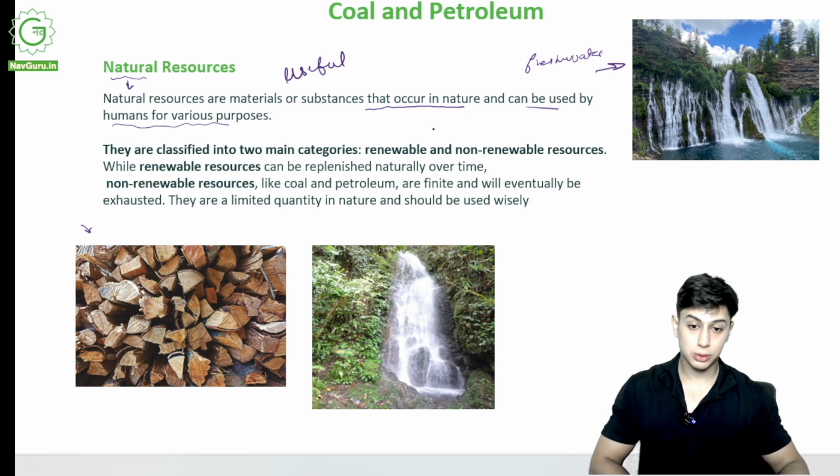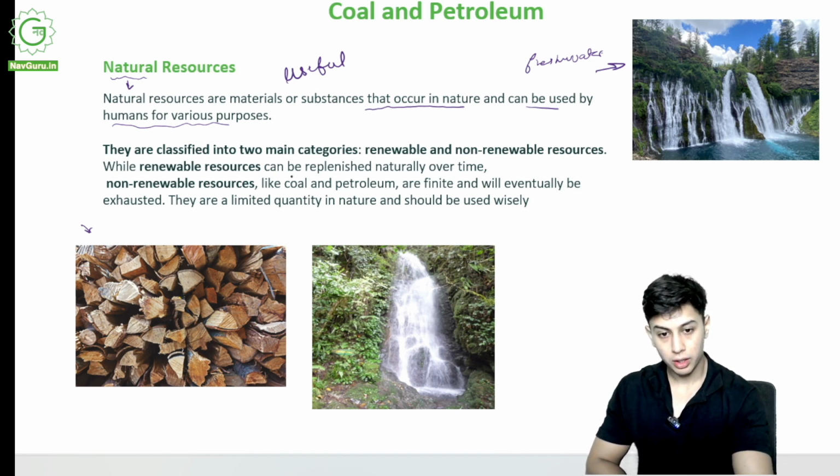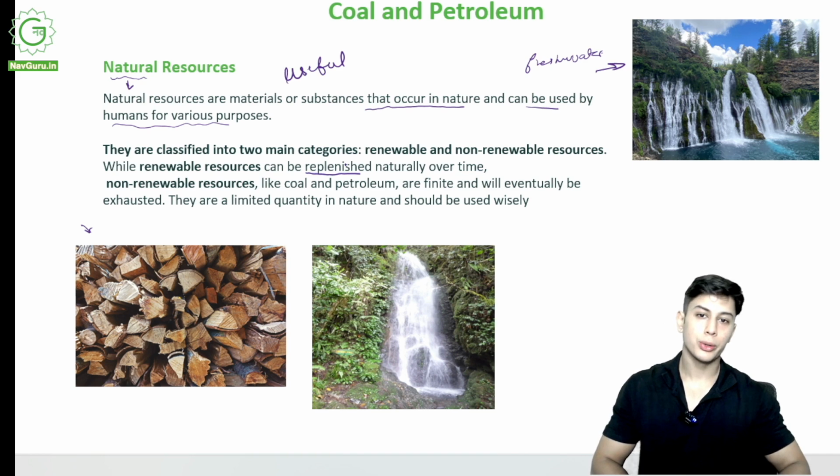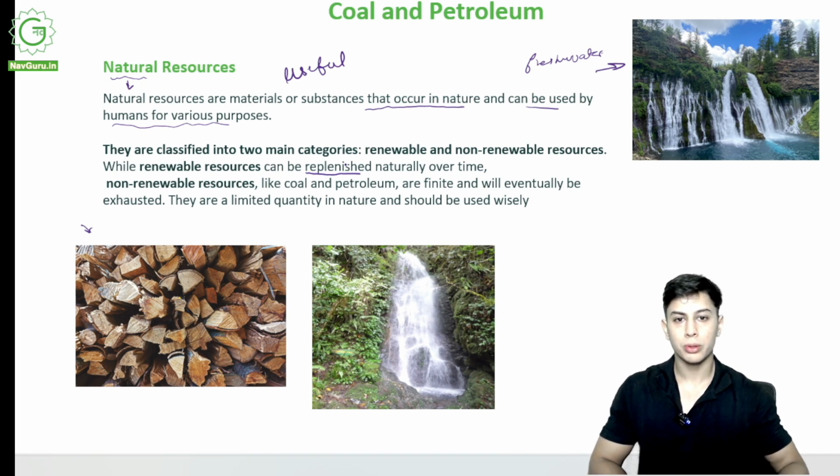While renewable resources can be replenished naturally over time, they can be replenished, means they can be renewed. Today I take some water, again tomorrow I will be able to get some water. Okay, it is replenished.